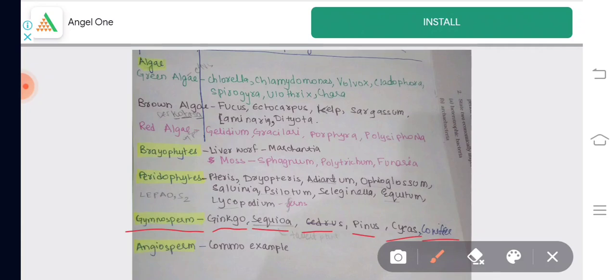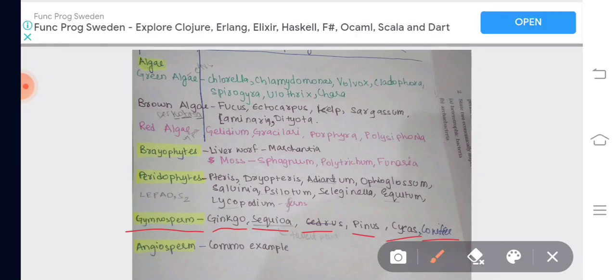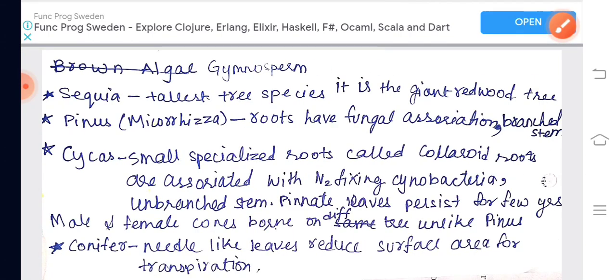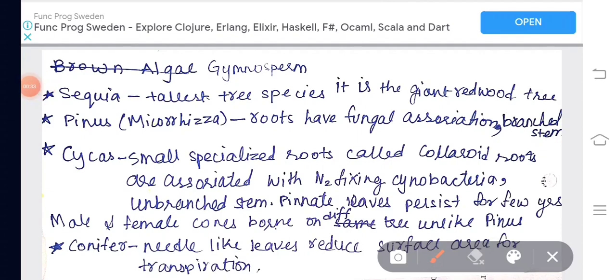So first of all, if you have not seen my last lectures, then please go and watch them for better understanding. Now over here I have described each and every example of the gymnosperm in detail, and you can understand it and correlate it when we are going to study the text of NCERT. So first is sequoia. I have taken the lines from NCERT text only. There's nothing new. Sequoia. It is the tallest tree species and it is a giant redwood tree.